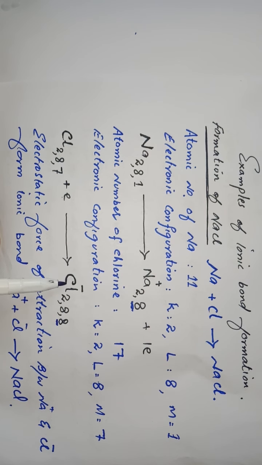The oppositely charged ions are formed. Sodium, being a positively charged ion, attracts the chloride ion, forming sodium chloride. So such a type of bond is said to be the ionic bond.